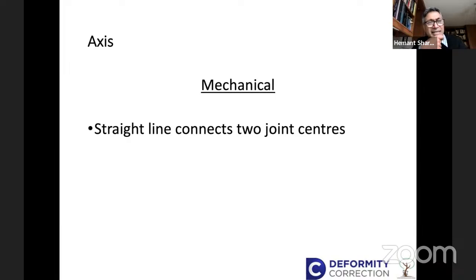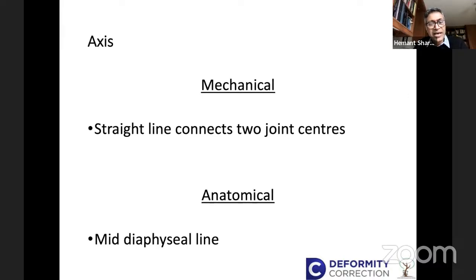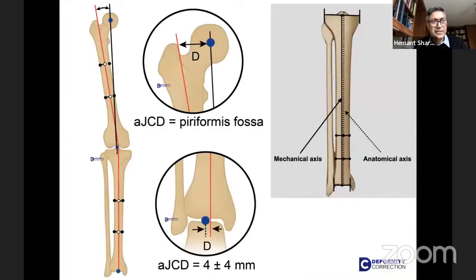A mechanical axis is a line which connects two adjacent joints, from the center of one joint to the center of another joint. An anatomical axis is the line which goes in the center of the bone. So your mechanical axis is always straight, and the anatomical axis may be straight, may not be straight.